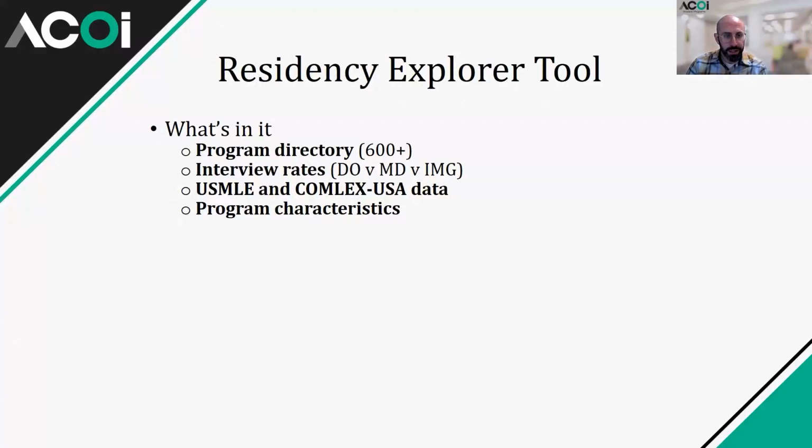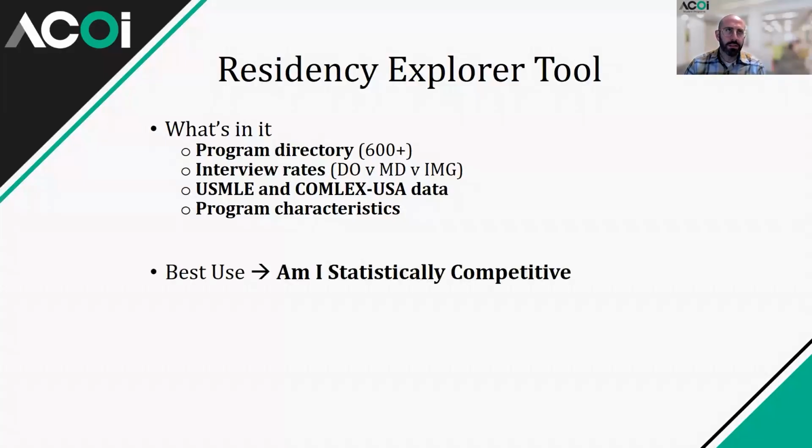It also goes through interview rates. So how many DOs have been accepted for interview, how many MDs, and how many international medical graduates. USMLE and COMLEX are also in here as well, and this is directly from the organizations that run it. And then it gives you program characteristics. I'm not going to go through the specific programs, but you can click into them and they will tell you specifics about those programs. The next step I would recommend, if you've seen there's a place that you are interested in, is to then go to their website.